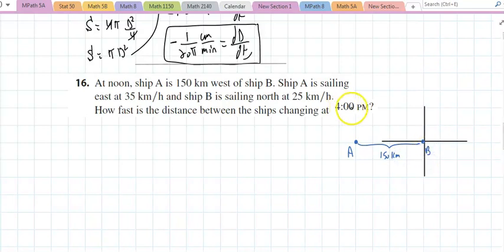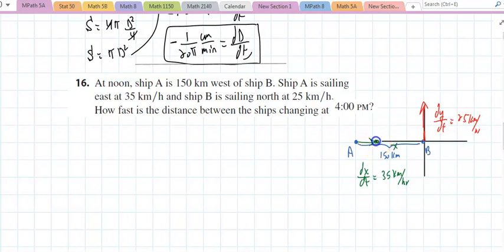Ship A sails east at a rate of, so call this X, 35 kilometers per hour. Ship B sails north, call that Y, at a rate of 25 kilometers per hour. How fast is the distance between the ships changing at that time?